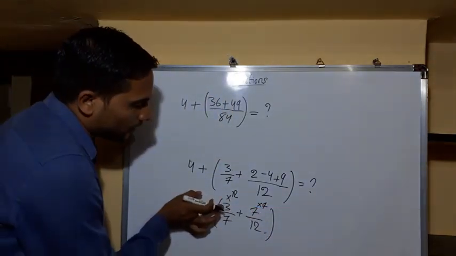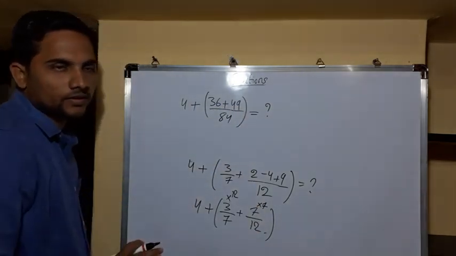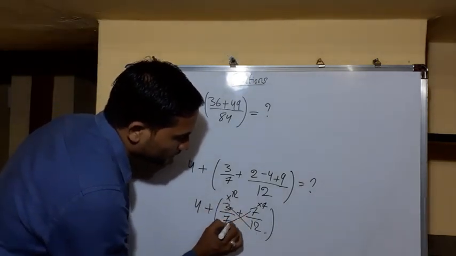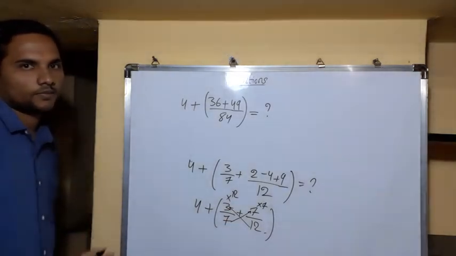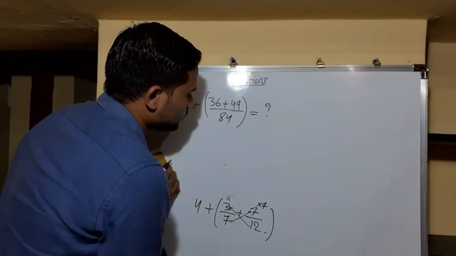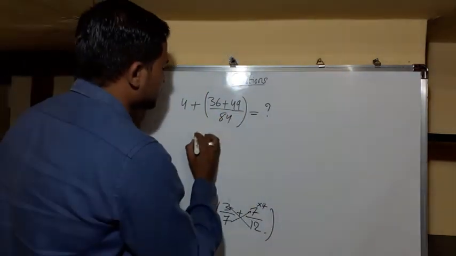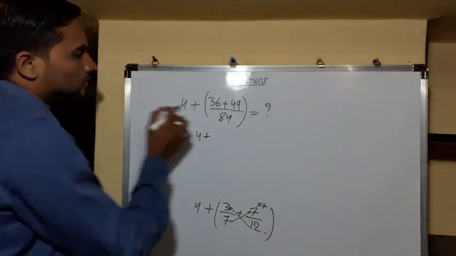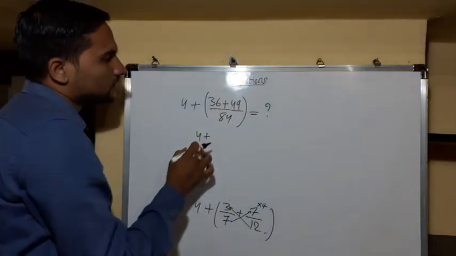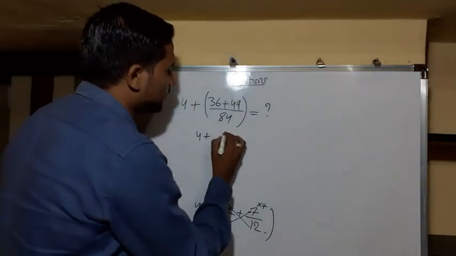So now you do the multiplication. 12 threes are 36, 7 sevens are 49, right? So instead of this, what I have done, I have just taken the cross multiplication. Understood friends? Both are same, right? It's just a short trick. So now do the addition friends. 4 plus 30 plus 40 is 70, right? 6 plus 9 is 15. So 70 plus 15 is 85 by 84.